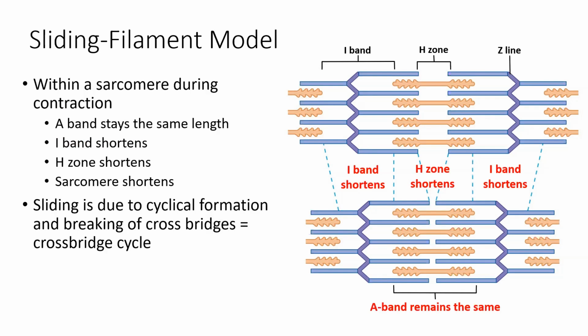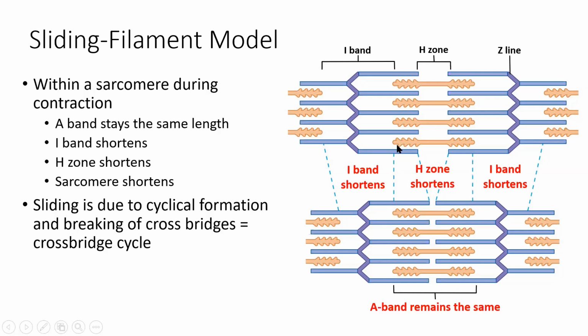So here's what the histological staining pattern looks like in terms of the sliding filament model. What we see is that as the muscle contracts, the A band stays the same length. Okay, that's an important distinction because it's the only histological staining region that remains the same in length as the muscle shortens. And that is because the A band is the area of overlap. So as we can see, the area of overlap remains the same because both filaments are sliding in opposite directions, right? Really important to point that out.